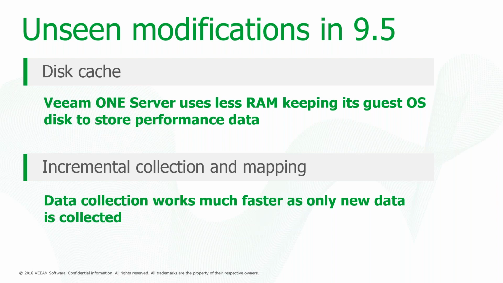There's also incremental collection and mapping. So we're looking at the way that we collect data. If those metrics have not changed, we won't collect them. Similar to an incremental process of backup, if a metric hasn't changed, we won't pull it again. We'll just understand it hasn't changed. Really creates for a much faster process for getting that data.